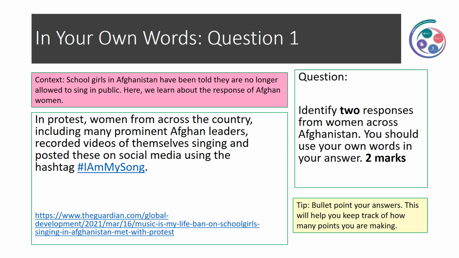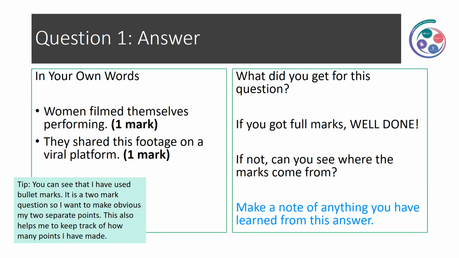And a little tip here, bullet point your answers, and this will help you to keep track of how many points you are making. Okay, let's go over the answer together then. My first mark comes from writing down women filmed themselves performing. My second mark comes from writing down they shared this footage on a viral platform. So you can see that I've used bullet marks. It's a 2-mark question, so I want to make obvious my 2 separate points. It also helps me to keep track of how many points that I've made.